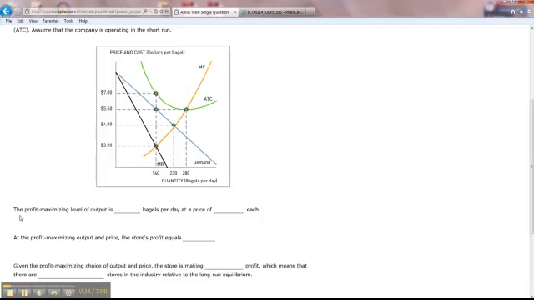When it asks the question, the profit maximizing level of output is, we've already seen in earlier chapters that a firm will always produce where marginal revenue is equal to marginal cost. In this particular case, marginal revenue and marginal cost are going to meet right here. So they're going to be producing an output level of 160 bagels.